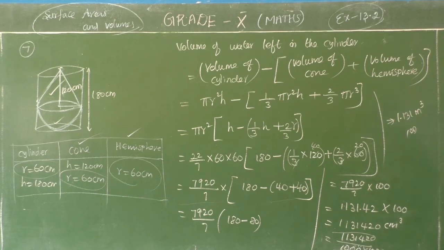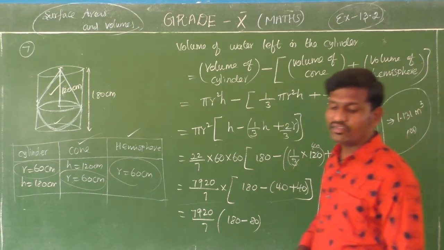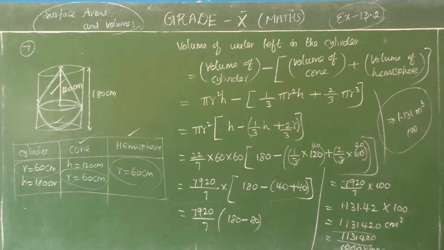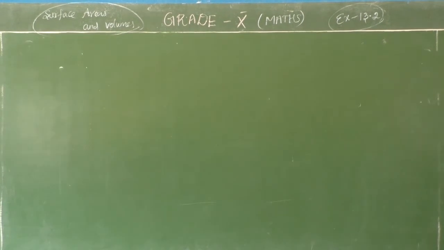11,31,420 centimeter cube. So that is also your question. Okay. So take a consideration of a meter cube. Your final answer is 1.131 meter cube. Have you got it, children? And the next question.